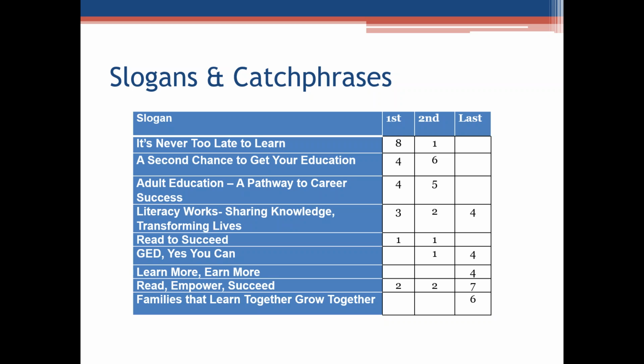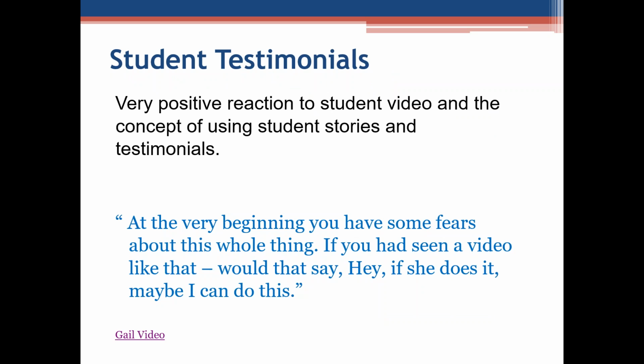So definitely the themes around going back to school, it's not too late, a second chance, these kinds of things really seem to resonate well with students. The "families learning together, grow together" option: in fairness, these weren't family literacy programs. Maybe that would test a little bit better in that kind of setting. The "adult education pathway to career success," as I mentioned, was also on the higher end of the spectrum, but not quite at the top. So thank you for sharing your votes there.